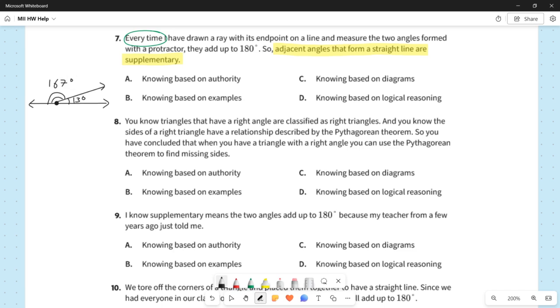And I take 167 and I add 13, and I again get 180. And every single time I do this, I'm not going to keep doing it, but every single time I do this, they add up to 180 degrees.